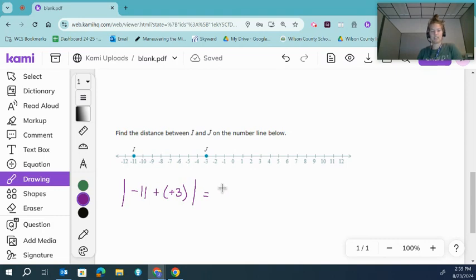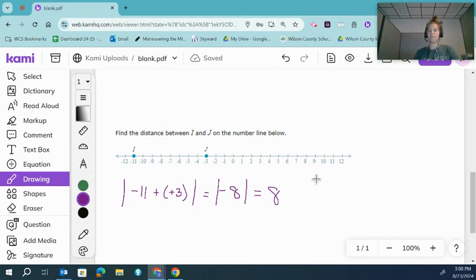is 8. So I would get -8 because I keep the sign of the larger absolute value, which would be -11 in this case. Then I'm taking the absolute value of that, which would be 8. So the distance between -11 and -3 is 8. And again, I can check that by counting on my number line.